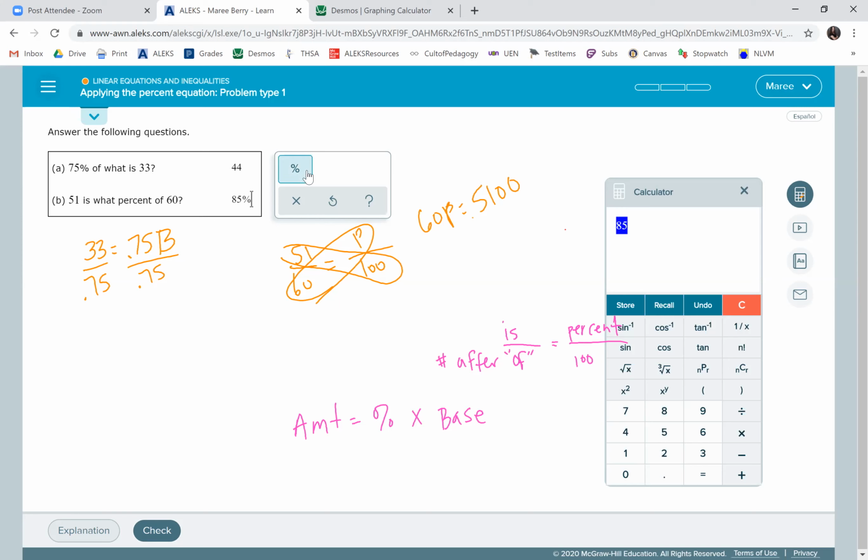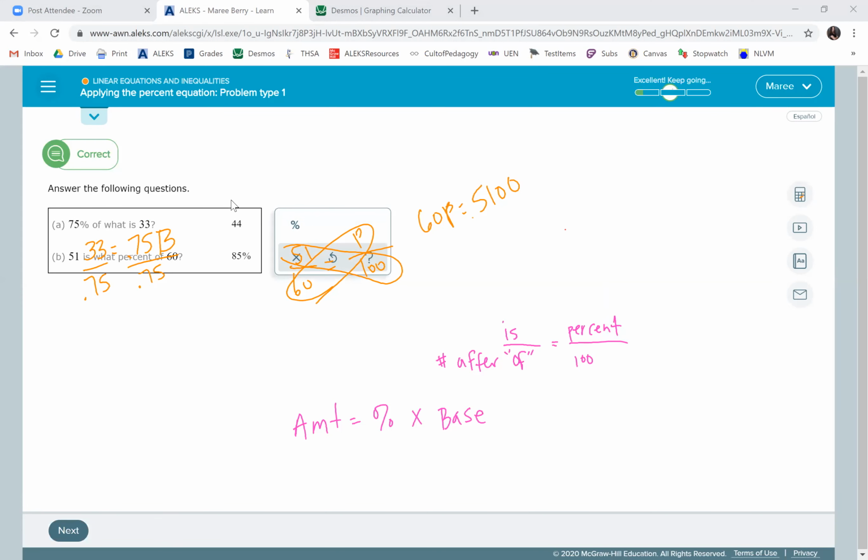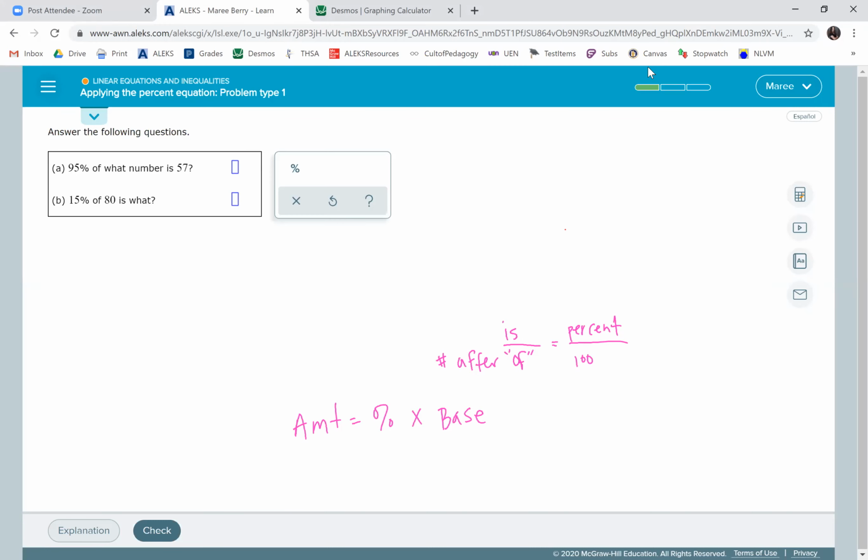That's going to be the hard part right here, is you have to remember that you're solving for percent. So maybe when you read the problem and it says what percent, you just automatically put your percent button in, and that way you won't forget that when you solve it, you're going to put 85 next to it, or the number that you get. That's just a tip on how to get the problem without forgetting your label. Okay, so next one, 95% of what number is 57?